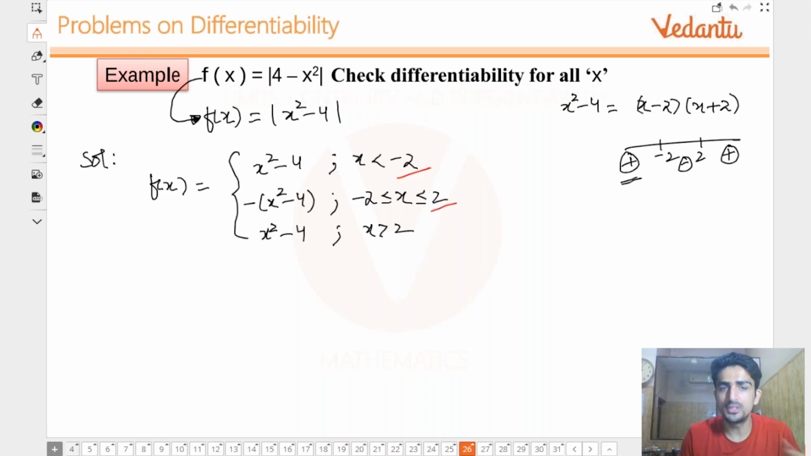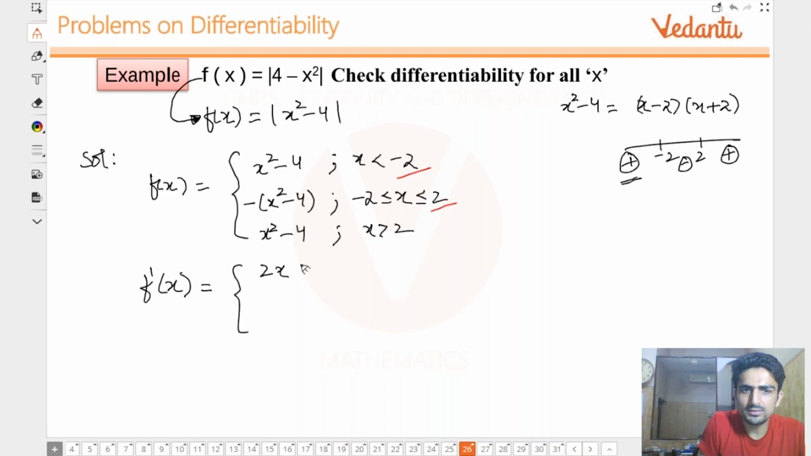So I can do this question in two ways. Number one is I'm doing it with the shortcut. And of course, by now you understand the basic definition. If in school you require, you can apply that LHD and RHD definition. Right now, let us practice the shortcut. So straight away differentiating: 2x, minus 2x, plus 2x.